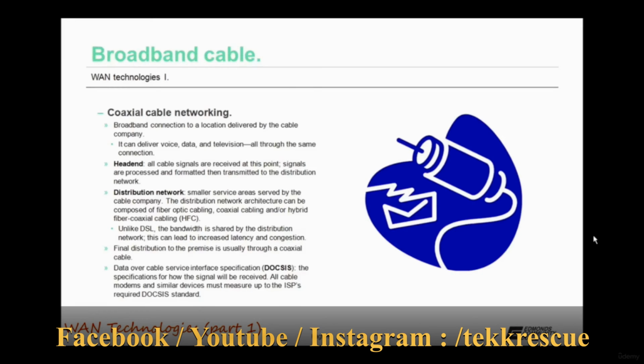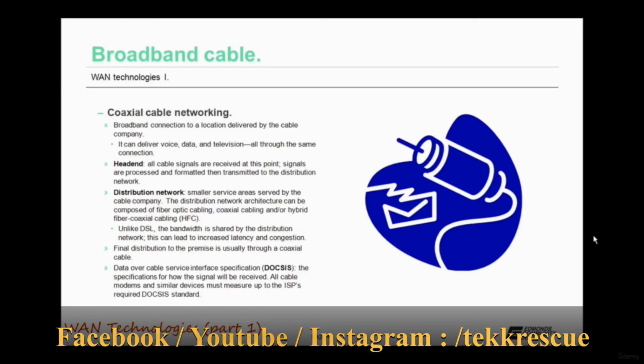The distribution network is a smaller service area served by the cable company. The distribution network architecture can be composed of fiber optic cabling or coaxial cabling and or a hybrid fiber coaxial cabling, or HFC. Unlike DSL, the bandwidth of the distribution network is shared by all of those who connect to it. This can lead to increased latency and congestion during busy times. The final distribution to the premise is usually through a coaxial cable.